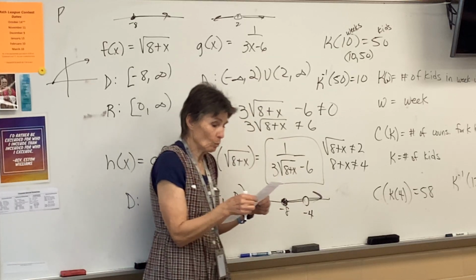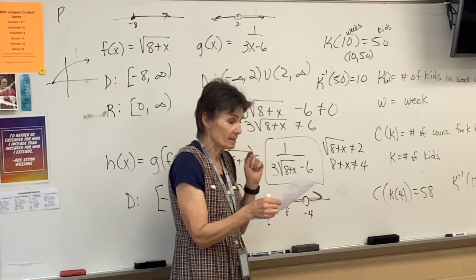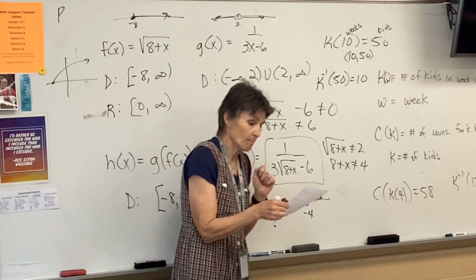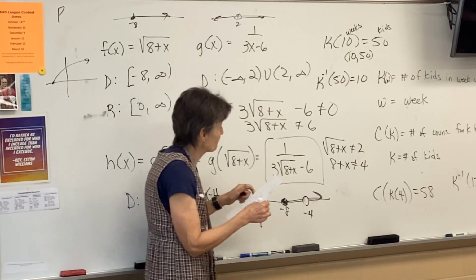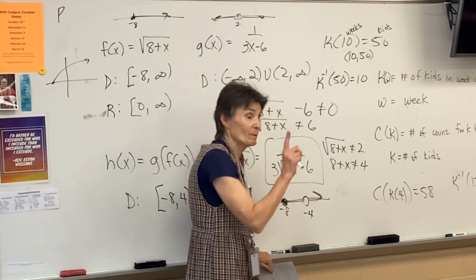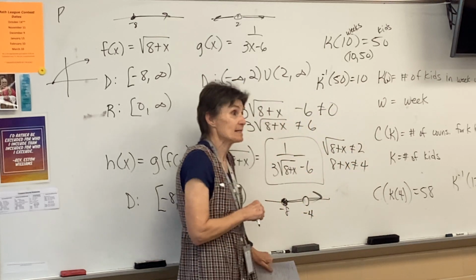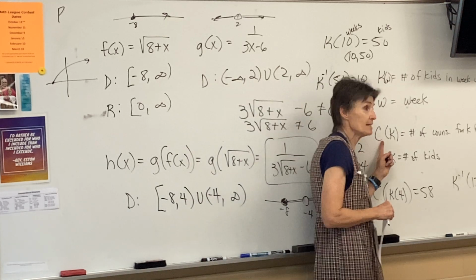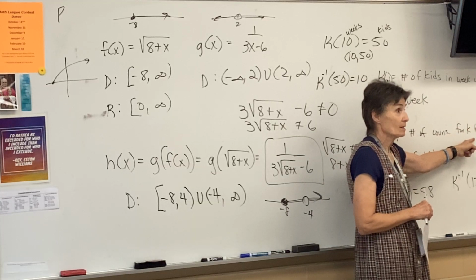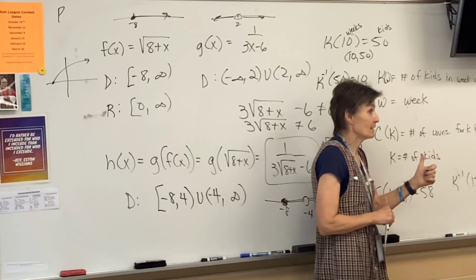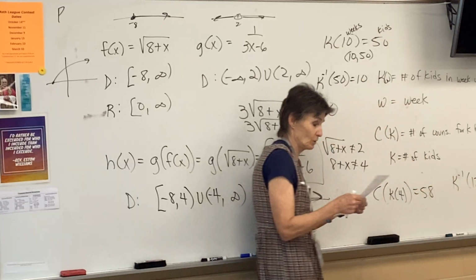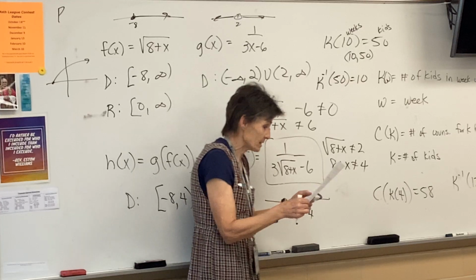Which function would output the number of kids that could be monitored by a given number of camp counselors? Charlie? C inverse. C inverse, exactly. Because C gives us the number of counselors for K kids. So the inverse is going to give us the number of kids for C counselors. Good, very good.